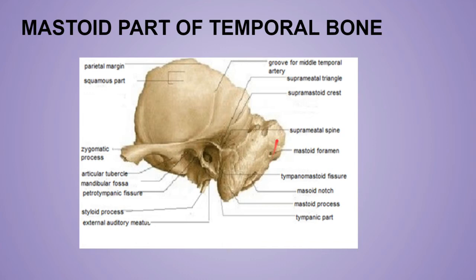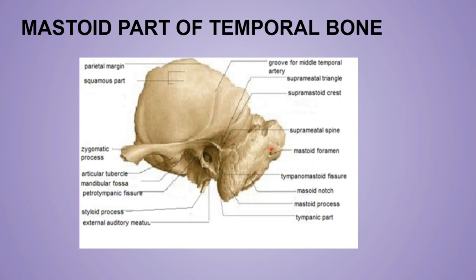Over here it is not visible, but it articulates with the parietal bone by the parieto-mastoid suture, and with the occipital bone by the occipito-mastoid suture. Now the parieto-mastoid suture and the occipito-mastoid suture meet with the lambdoid suture. The lambdoid suture, I told you before, is present between the occipital bone and the parietal bones, right? So the occipito-mastoid suture and the parieto-mastoid suture will connect with the lambdoid suture.